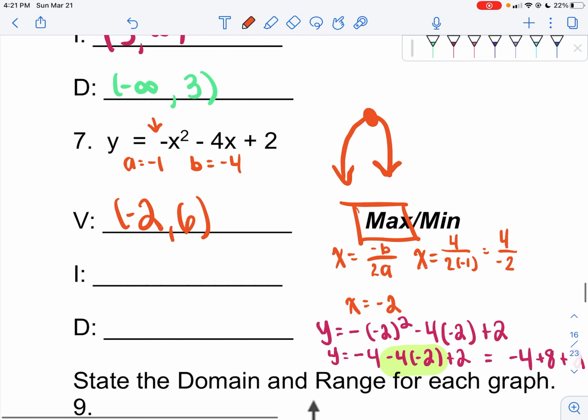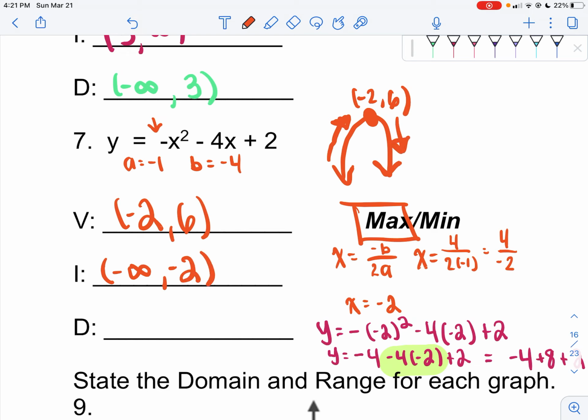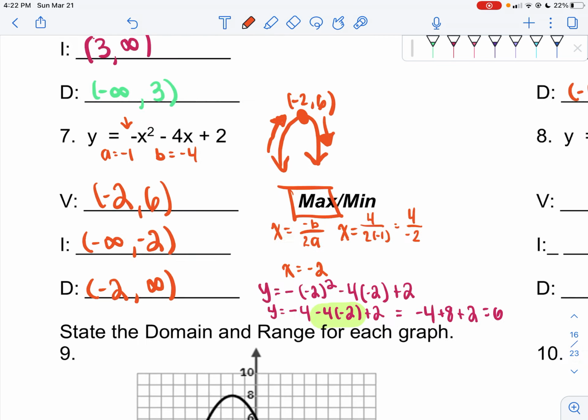All right, so here's my vertex, -2, 6. And on the left-hand side, as x increases, y is also increasing. So we're starting off with increasing. So those x values are -infinity to -2. And then after that, we are decreasing. So from -2 to +infinity.